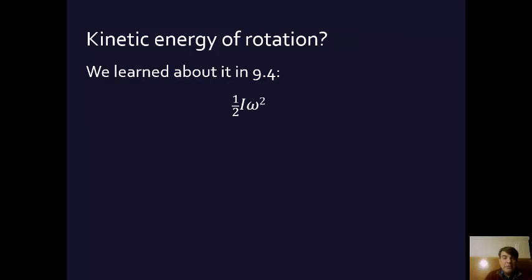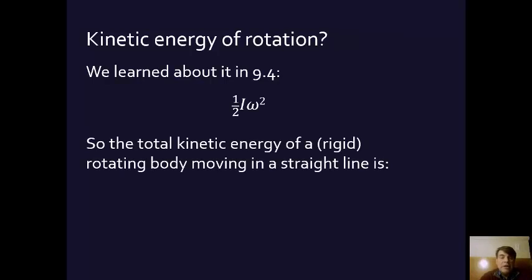And so basically, to find the total kinetic energy of a rigid rotating body moving in a straight line, you're just going to add these two equations together. So you're going to have 1/2 mv squared for the translational kinetic energy, and you're going to add that to 1/2 I omega squared for the rotational kinetic energy, and there you have it, just simple addition. Notice we're talking about a rigid rotating body. We'll get to the complication of an elastic body in Chapter 11.